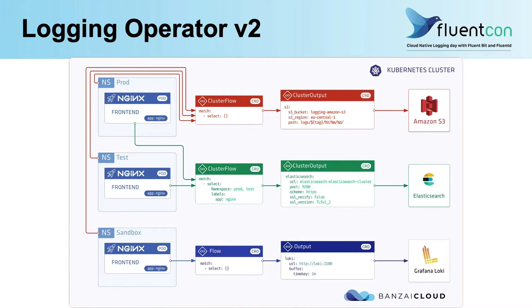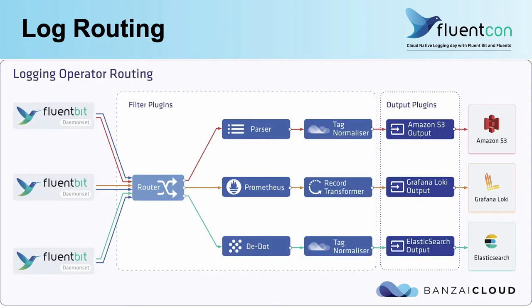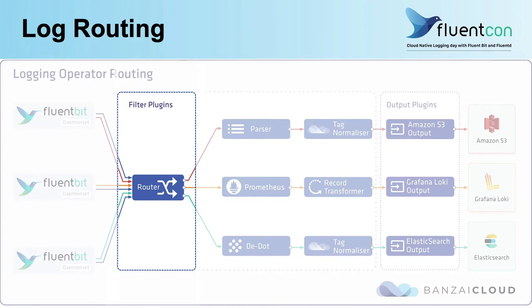Let's see how this works in the logging pipeline. Note that the following principles are still the base foundation of version 3 as well. We collect all logs with Fluentbit. Our label router plugin identifies log flows based on Kubernetes metadata. This enables the logging operator to route logs based on arbitrary pod labels.